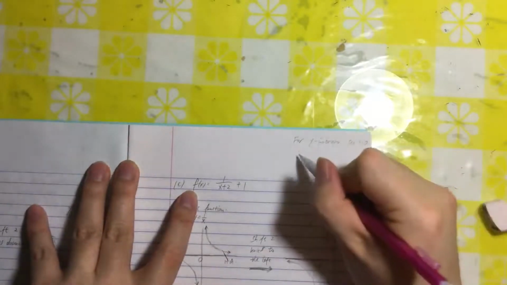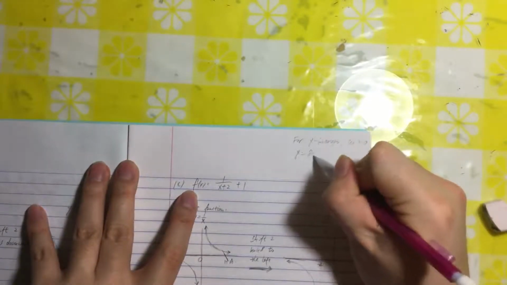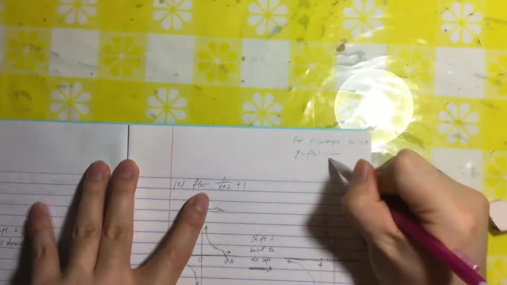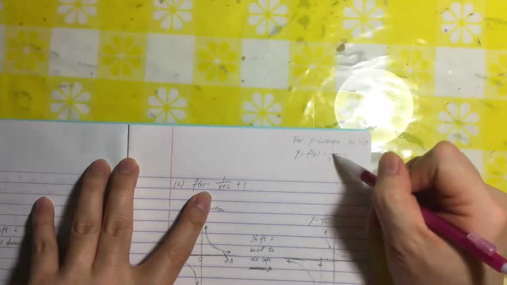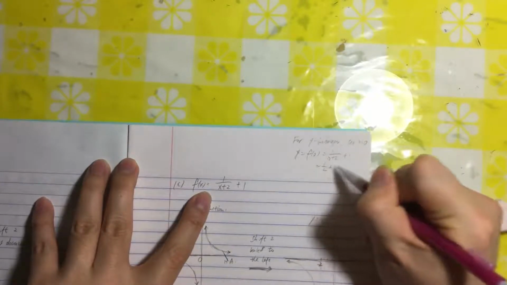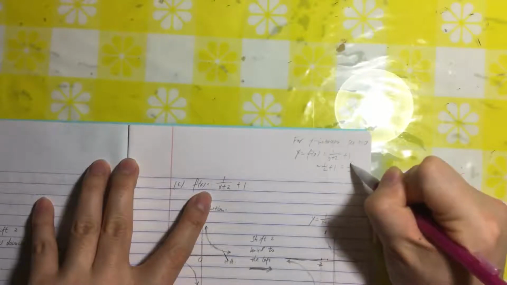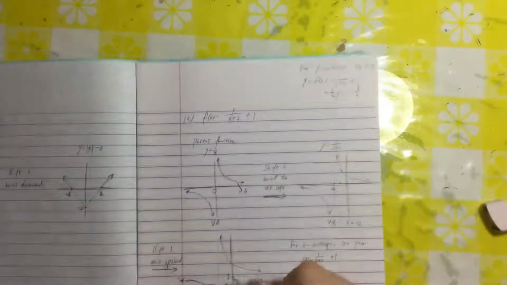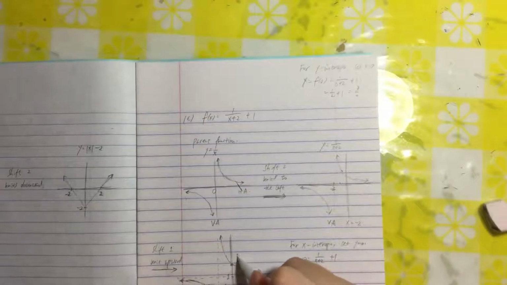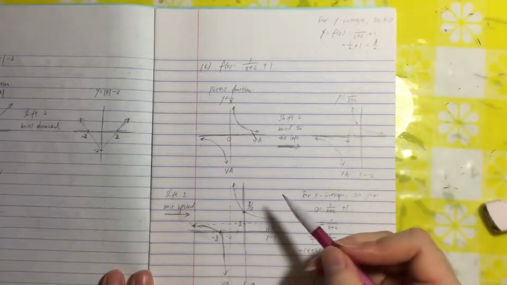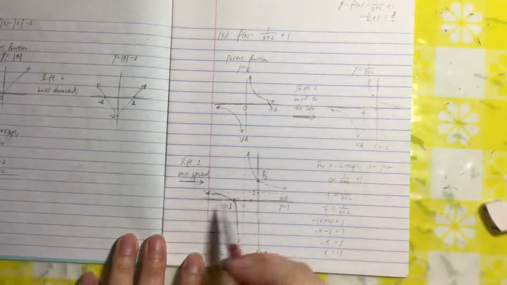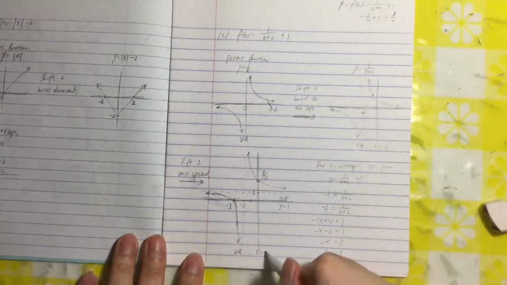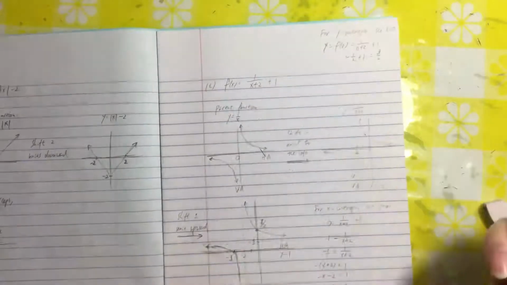If we plug in 0 for x, y equals f of 0, which is 1 over 0 plus 2, plus 1. 0 plus 2 is 2, so I get 1 over 2. 1 over 2 plus 1 is 3/2. So the y-intercept here is 3/2. That's the x-intercept, that's the y-intercept, and that's the horizontal asymptote, that's the vertical asymptote. That's the graph of this function.